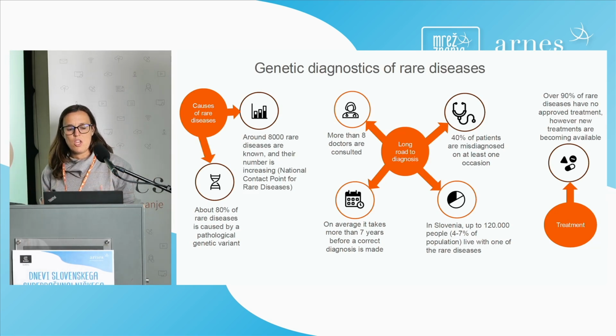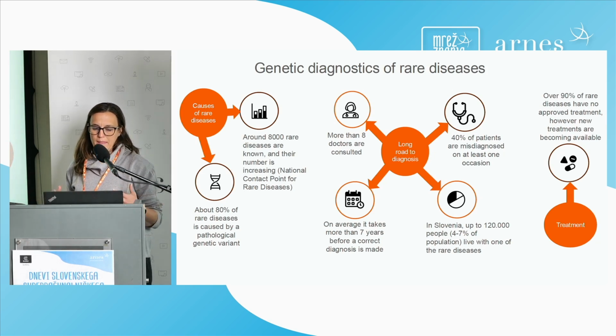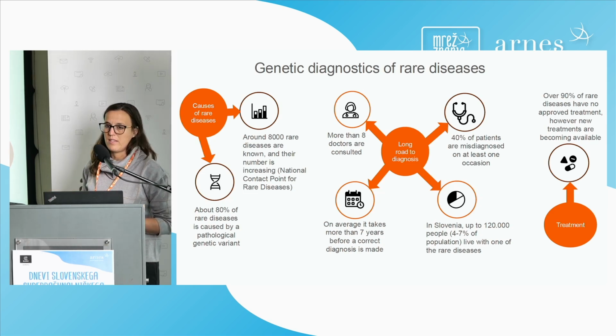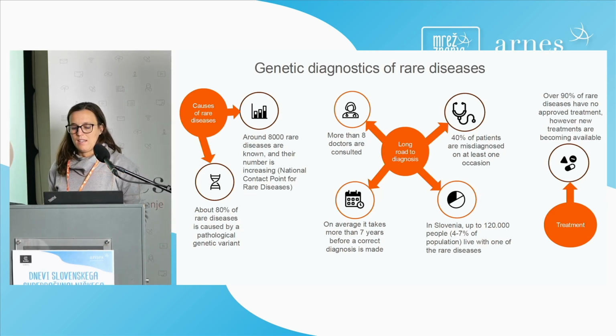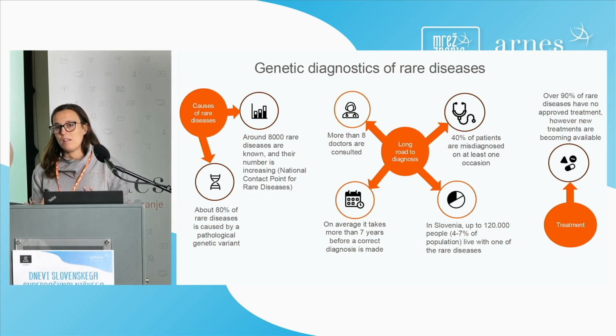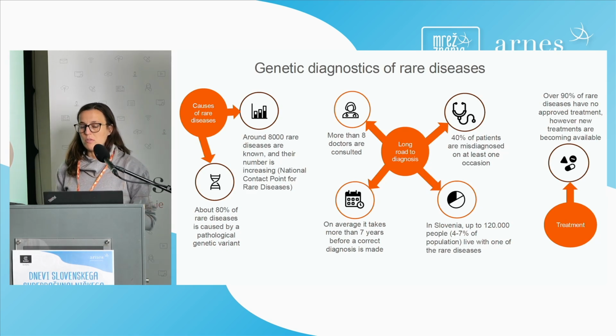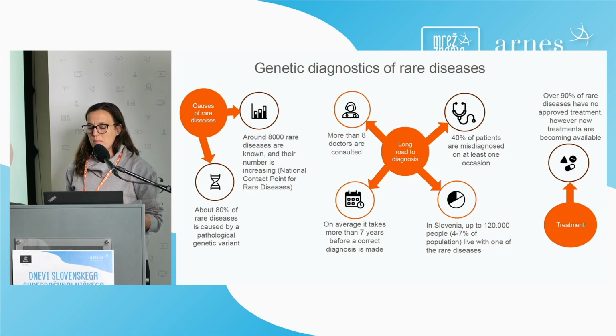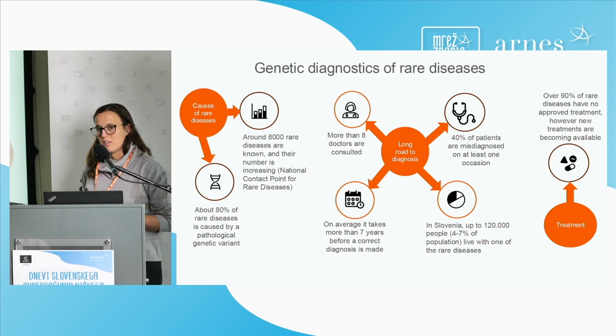Each rare disease is rare, but the number of rare diseases is huge. There are around 8,000 known rare diseases, and 80% of rare diseases are caused by mutations in DNA. And in Slovenia, there is actually not such a low number of people living with rare diseases, around 4 to 7%, which makes up to 120,000 Slovenians having rare diseases.